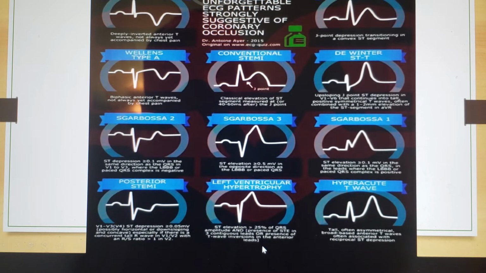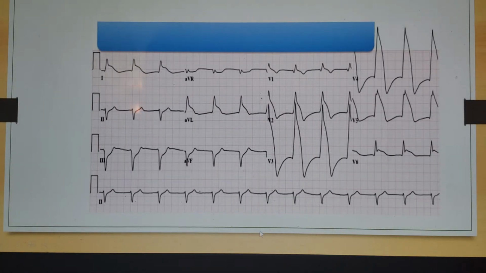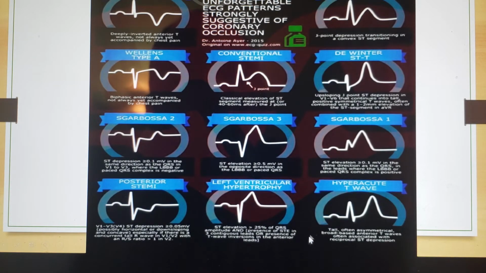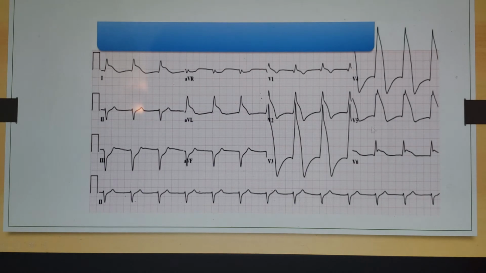So just a quick summary. One thing I didn't talk about on here was your shark fin T waves, and that's here. Look at those. Something's wrong. That looks very ugly. That's also highly suspicious for an MI.